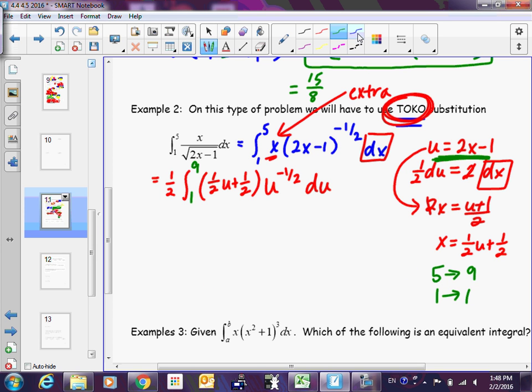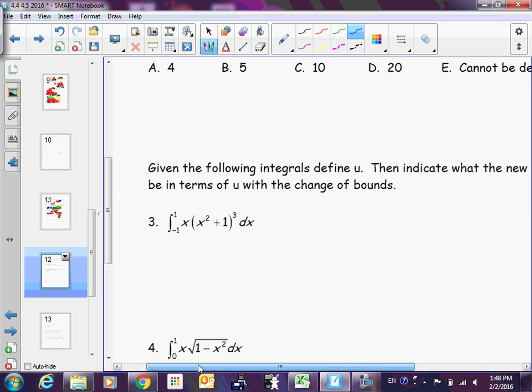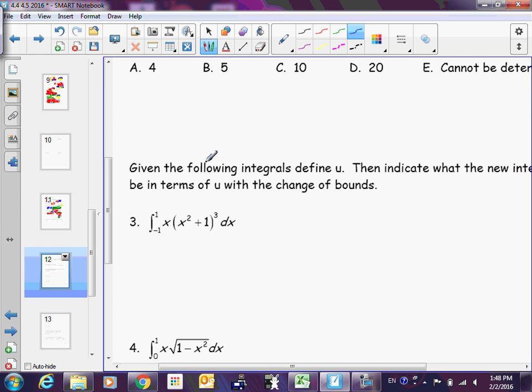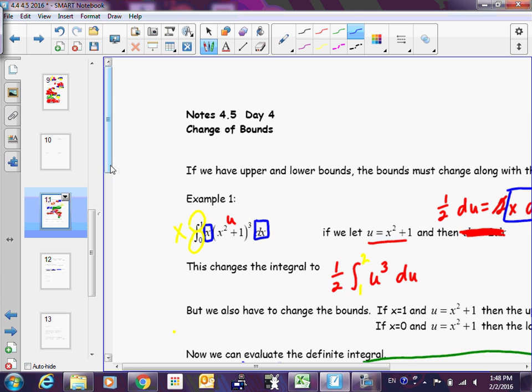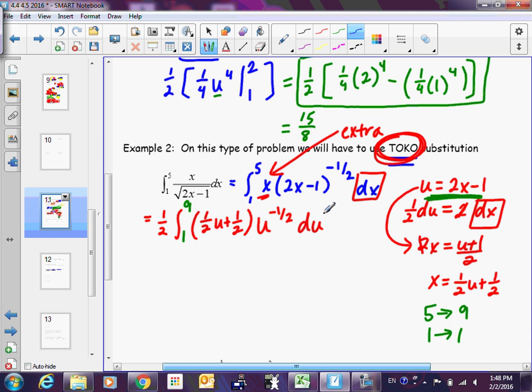The best part about today is that depending upon the directions, this may be all you need to know how to do. Turn the page really quick and look at number 3, and more specifically, the directions above number 3. It says, given the following integrals, define u, then indicate what the new integral would be in terms of u, with the change of bounds. If that's what your directions are, then you're done. Let me come back to where we were. We defined u, we wrote the integral in terms of u, we changed our bounds.